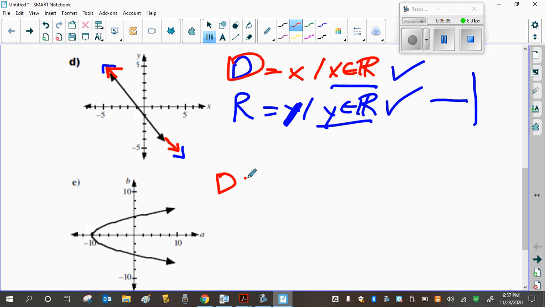Okay, domain here is a little trickier. It goes forever to the right, but it does not go forever to the left. It goes from -10 up. How do I write that as a domain? All the values of x such that, if it goes to the right, x is greater than or equal to -10, where x is an element of all real numbers.